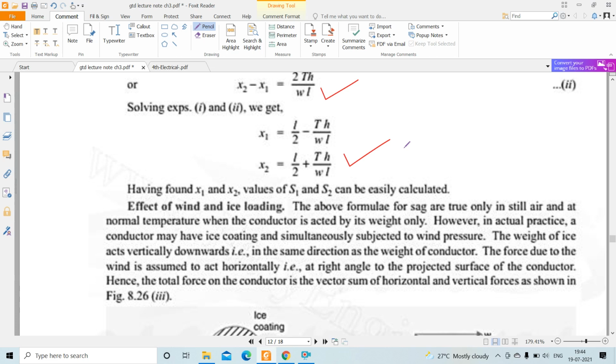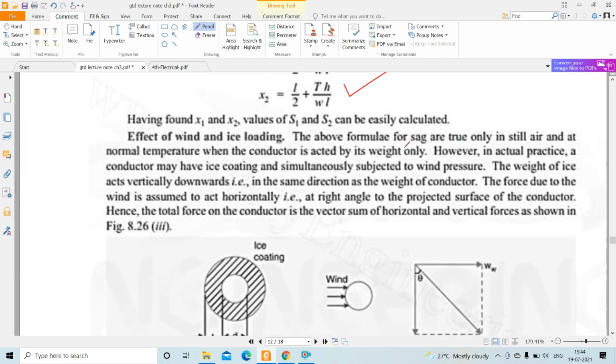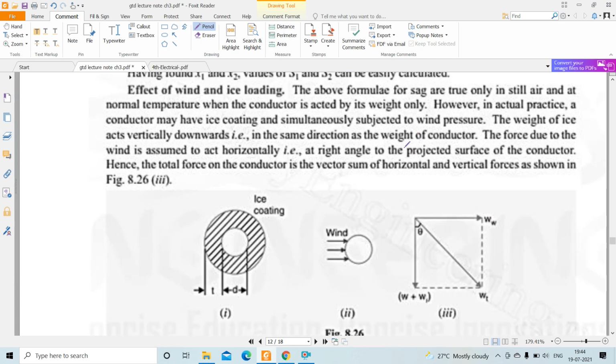Then the next part is the effect of wind and ice loading. What is the effect of wind and ice loading on sag? That is what we will discuss now. So what is the effect of wind and ice on sag?